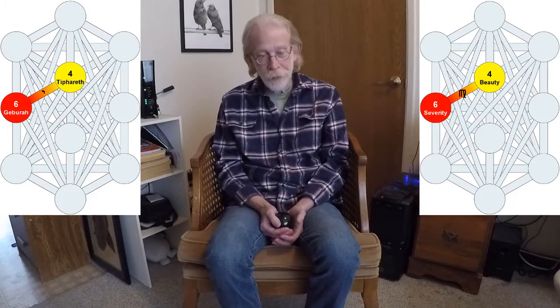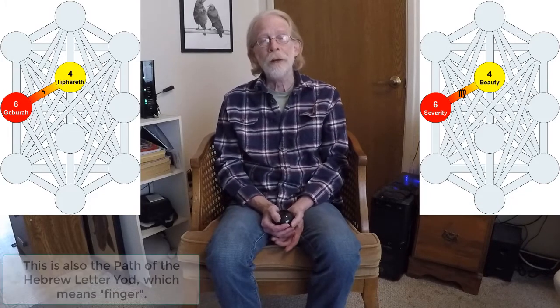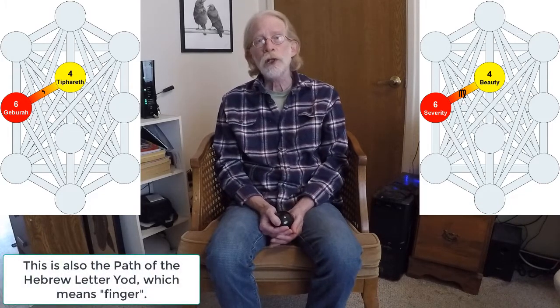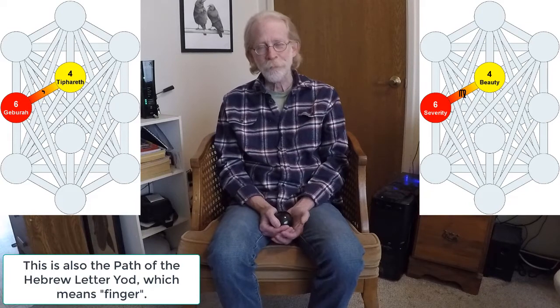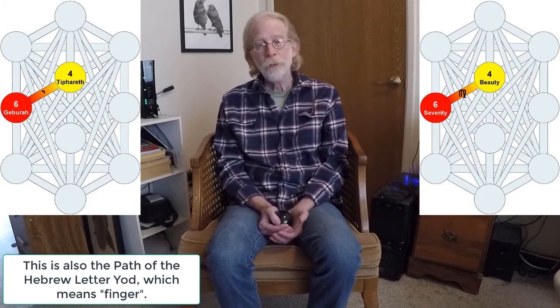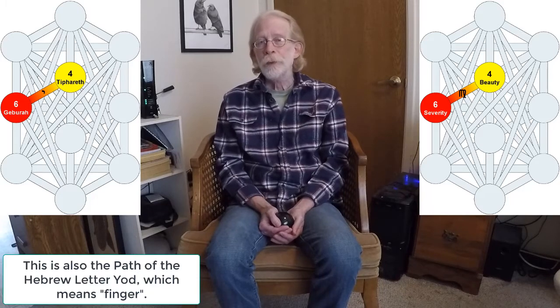Our next path, the zodiacal path, is the path of Virgo, ruled by Mercury. Okay? And it spans the distance between Tiferet and Geburah.